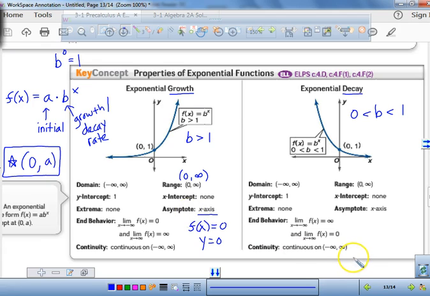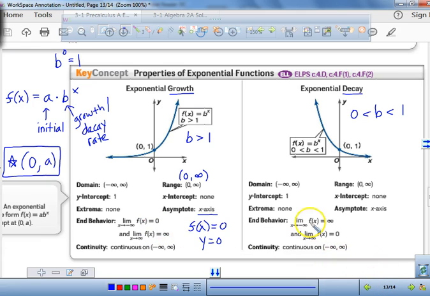Okay? Over here, everything is pretty much the same. The only thing that's different is this is continually increasing. This is continually decreasing. All right? So one of them is increasing, one of them is decreasing. Everything else is pretty much the same except for the end behavior.